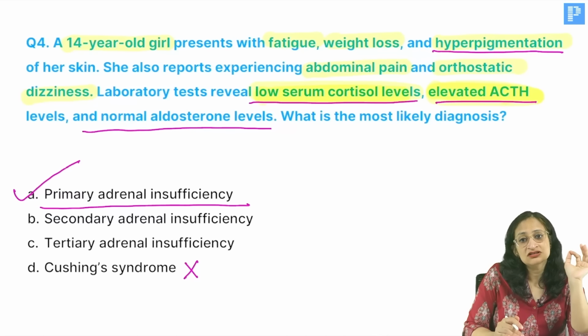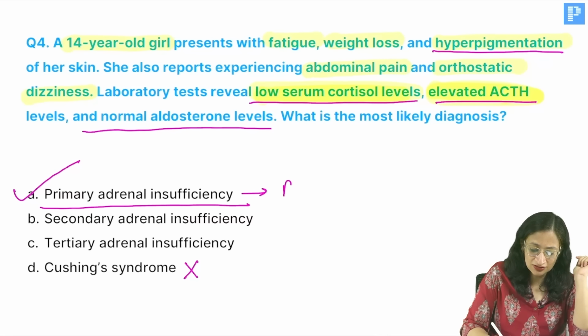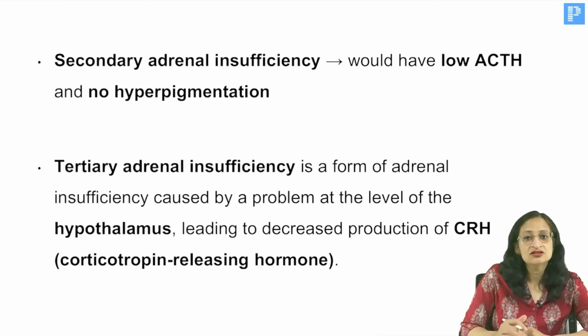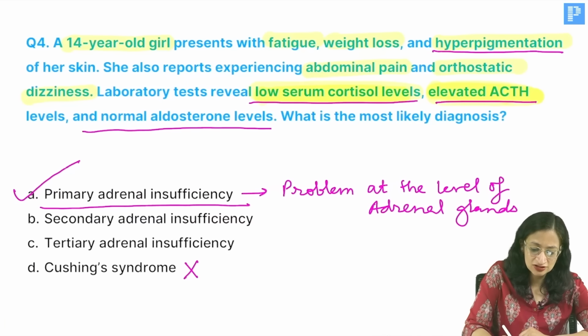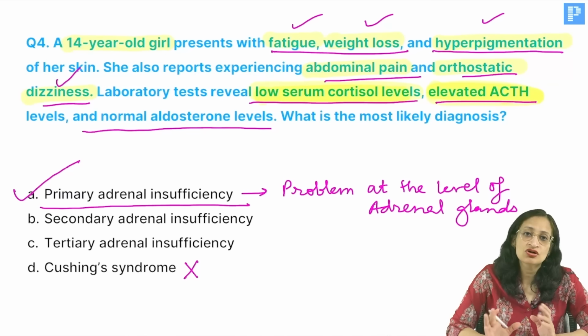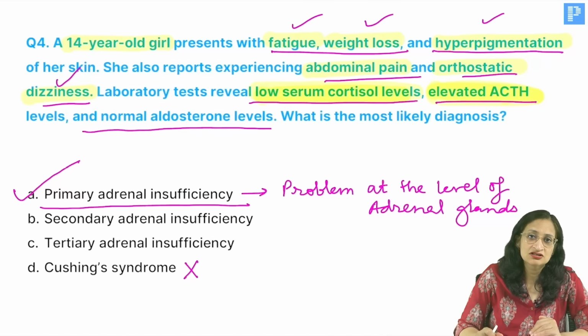So let us discuss a little bit about various types of adrenal insufficiency. So primary adrenal insufficiency, we said the problem is at the level of adrenal glands. And why are we labeling this condition as adrenal insufficiency? We already mentioned that there is fatigue, weight loss, hyperpigmentation, abdominal pain, orthostatic dizziness due to low cortisol levels. And cortisol levels are low, but ACTH levels are high. So the pituitary seems to be working fine. Okay. So this is primary adrenal insufficiency.